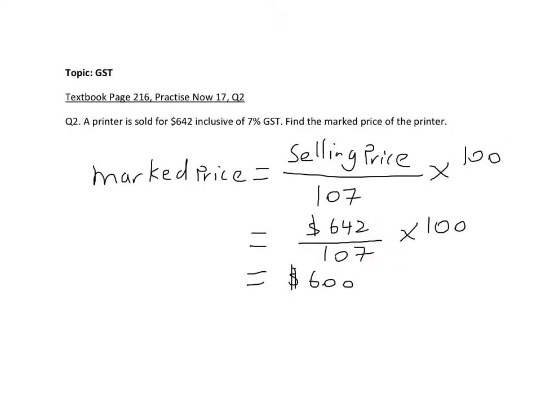Similarly for question 2, right now they give you the selling price of $642, which is inclusive of a 7% GST, and they ask you to find the mark price or the original price at 100%. So this $642 is a 7% increase from the 100% of the mark price. So we take the selling price divided by 107 times 100, and we will get the original mark price. For this question, you'll get the answer $600. The first two questions are quite straightforward, so please be careful not to make careless mistakes over here.